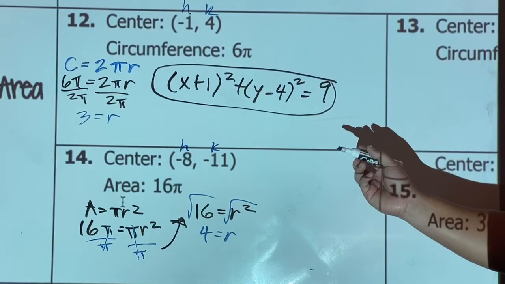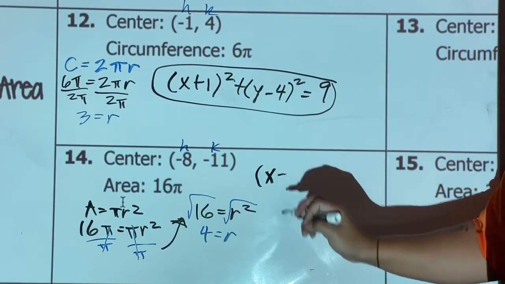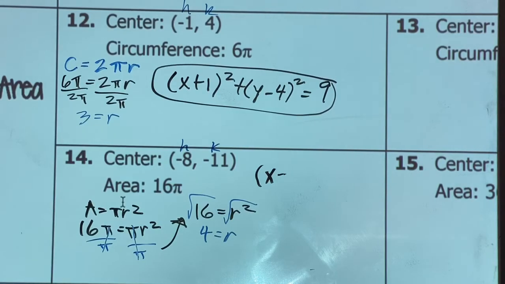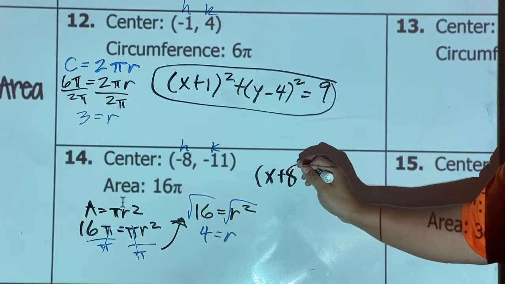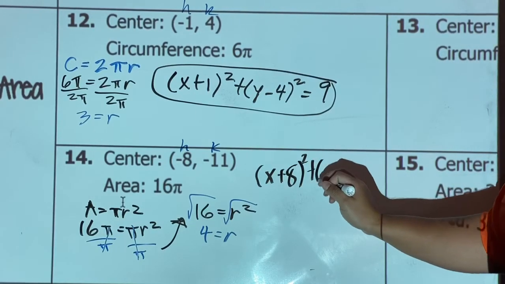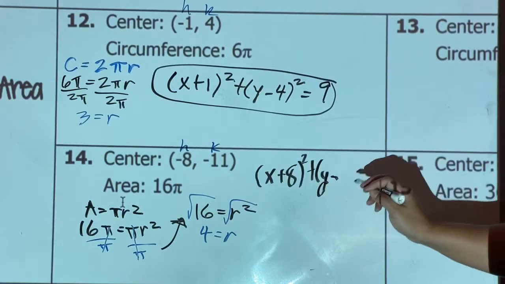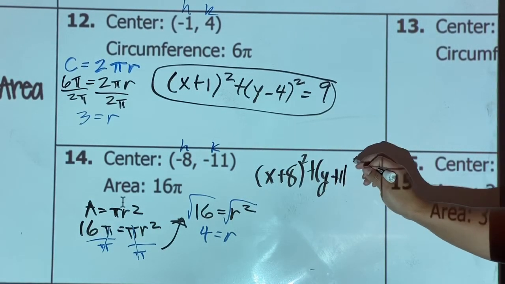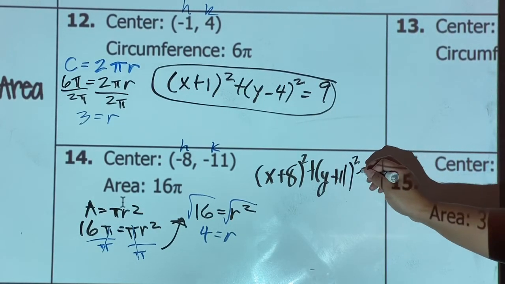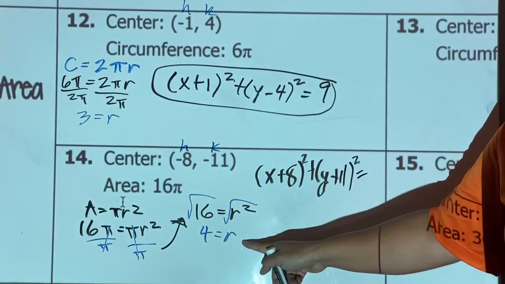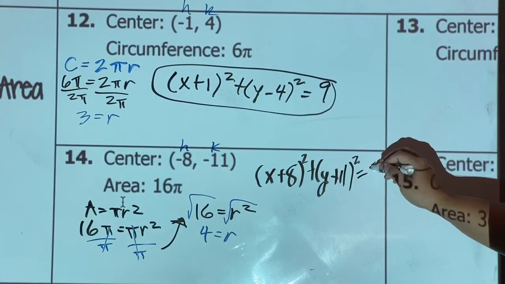So again, you're always starting off with x minus, right? And then your center is negative 8, so x minus negative 8, which means this turns into a positive 8 squared, plus y minus negative 11, so positive 11 squared, right? And then that's going to equal my radius, which is 4 squared, right? So radius squared, so 4 squared, 64.